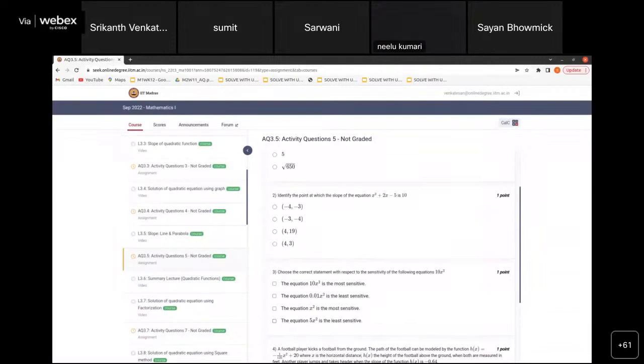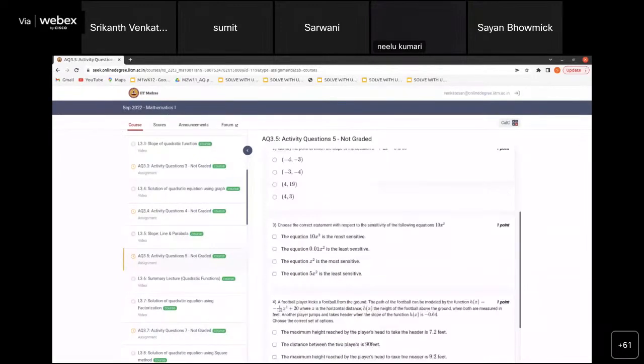So we have given you 2ax naught plus b as 10. And you know a and b, so you find the x naught. Once you get the x naught, just substitute that x naught in this particular function, and you will get the y naught also. You will get the point. Okay. What about the third question?